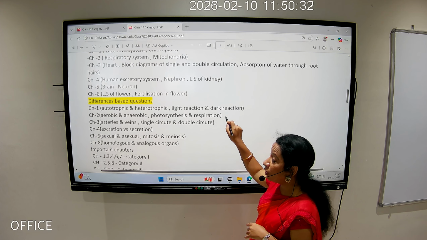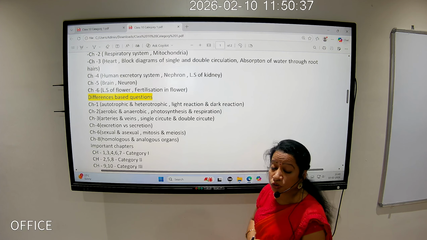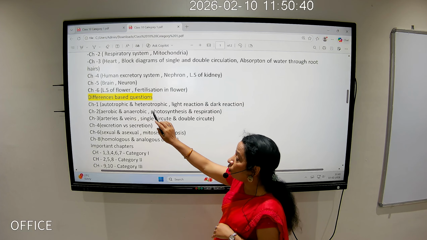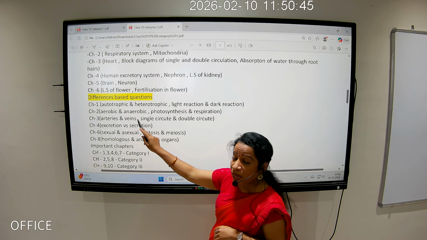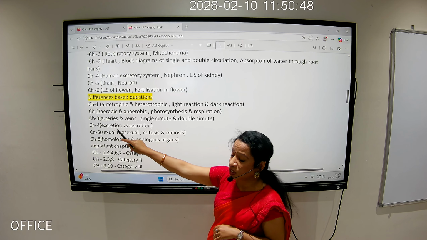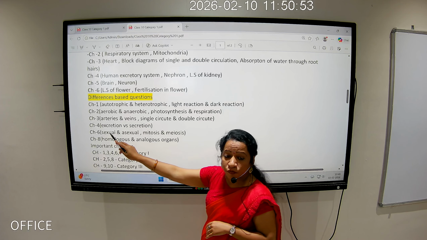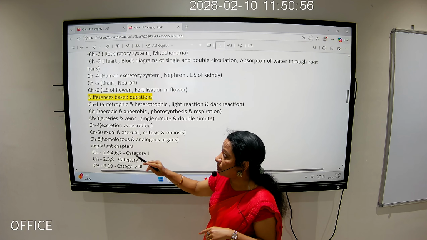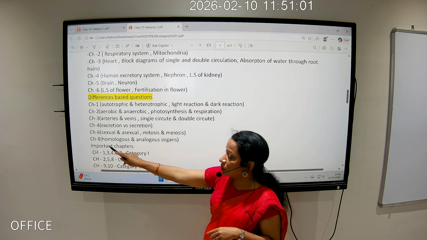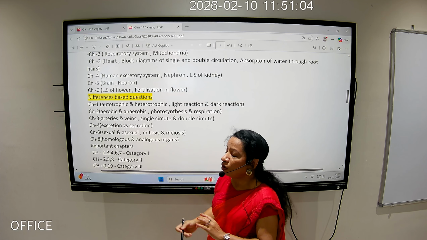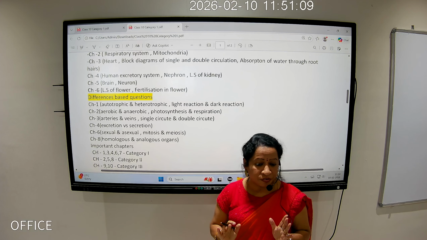Now coming to the differences, differentiate between. What are the important differences which you have to concentrate on? Chapter 1, autotrophic, heterotrophic, light reaction, dark reaction. Chapter 2, aerobic, anaerobic, photosynthesis, respiration. Chapter 3, arteries and veins, single circuit, double circuit. Chapter 4, we have only one, excretion versus secretion. Chapter 6, sexual, asexual, mitosis, meiosis. Chapter 8, homologous, analogous organs. So these are few important differences which you need to concentrate on.